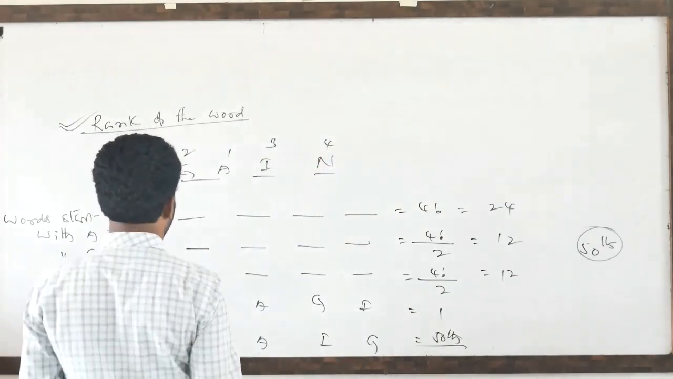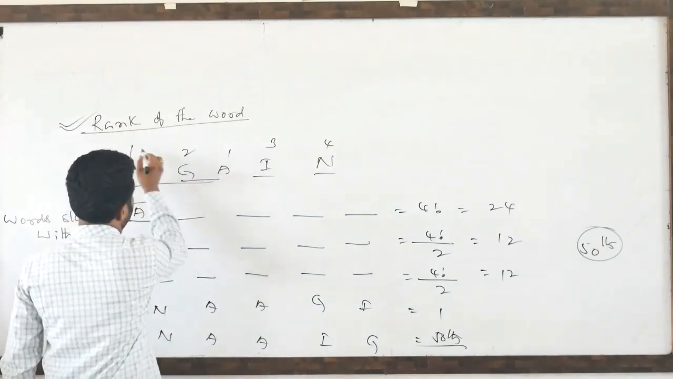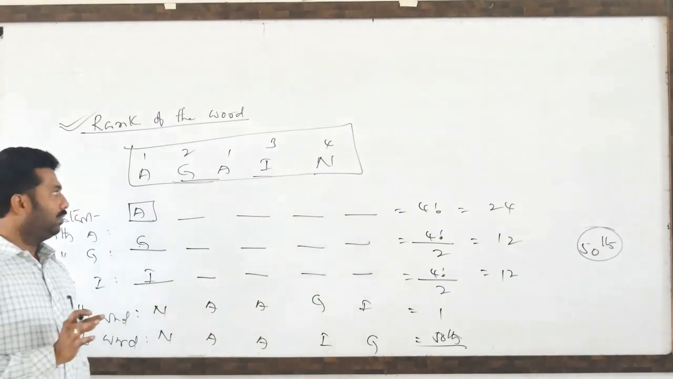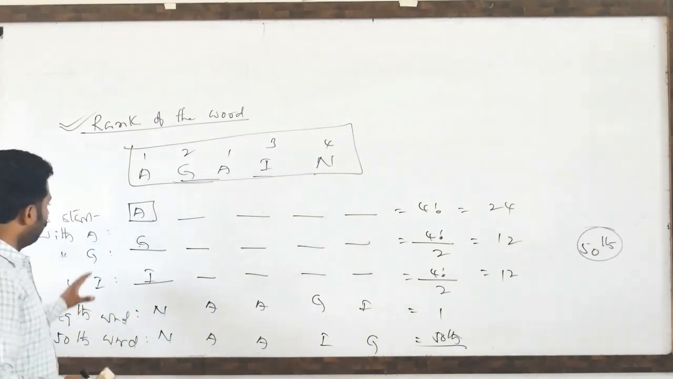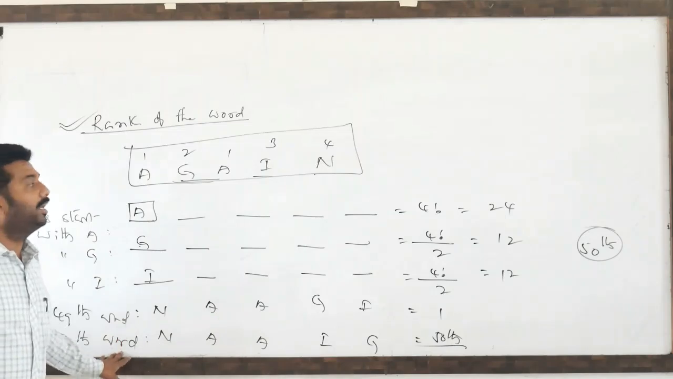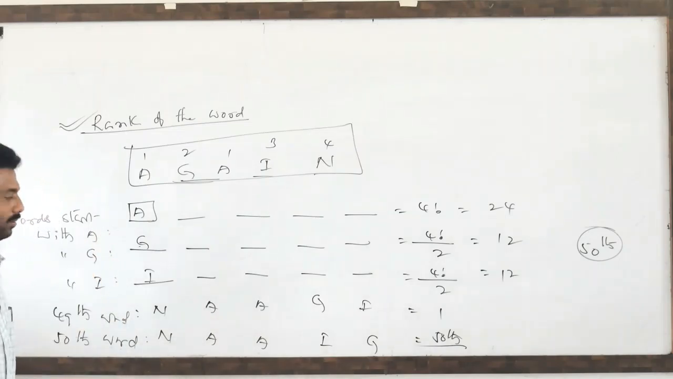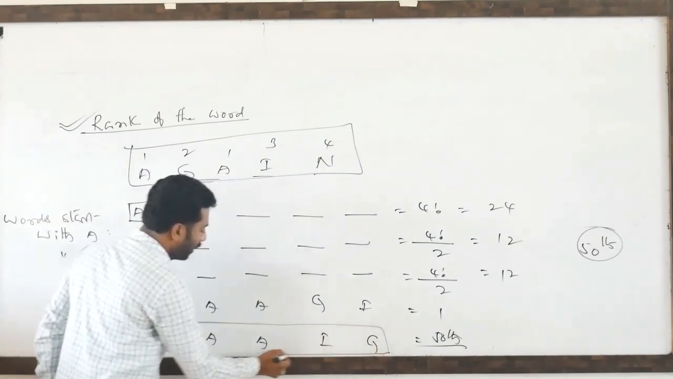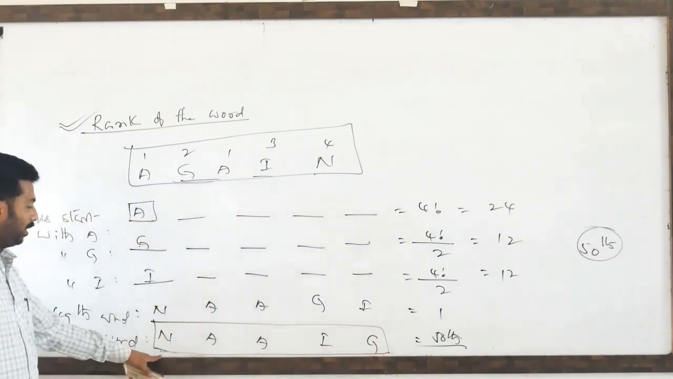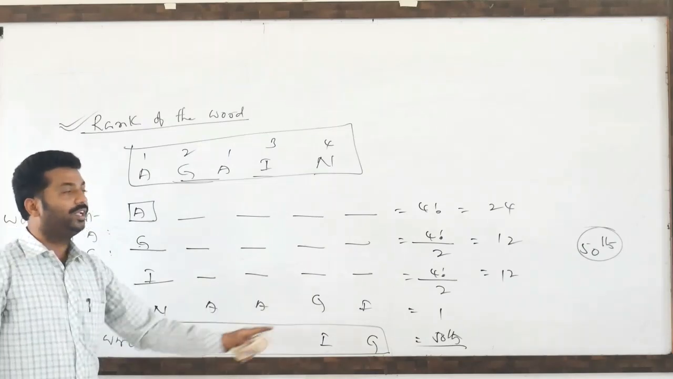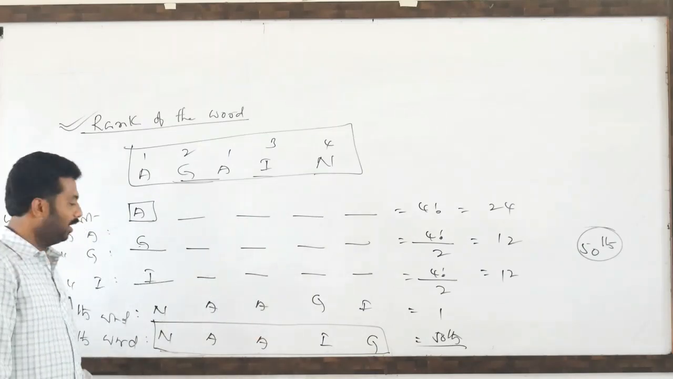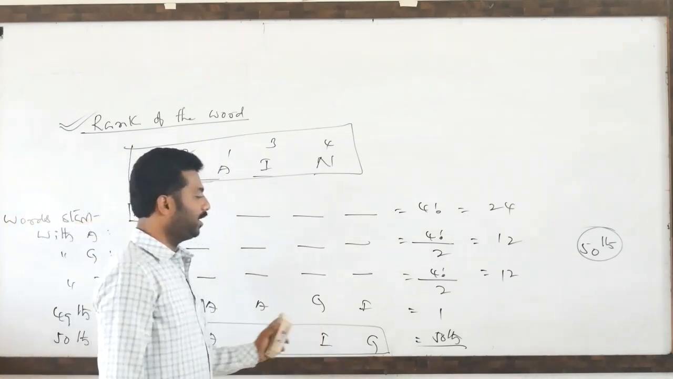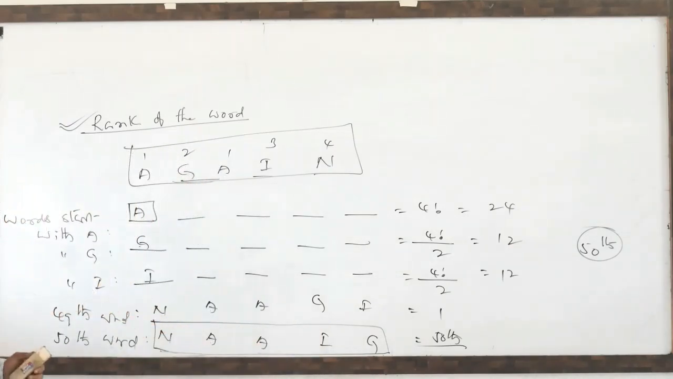From the entrance exam point of view, theoretically we can prove it like this. How to answer in the entrance exam? Now we got N-A-A-I-G. The rank of the word means the position of the word. This word's position is 50th out of 60 words. The 50th word is N-A-A-I-G, Naig. So that is the 50th word.